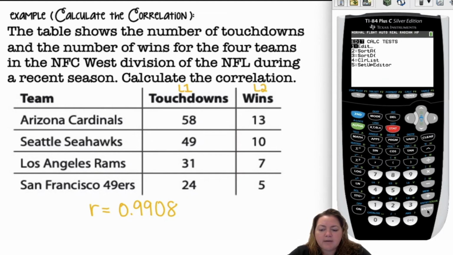Then we're going to go to Stat, Edit, and put our x values into list 1, number of touchdowns, and our y values into list 2, number of wins. Once we have the data in our lists, we go to Stat, over to Calc, and pick option 8, linear regression a plus bx. My x list is list 1, my y list is list 2. I don't need to worry about the rest of this, and I'm going to go down to Calculate. And r, my correlation coefficient, is 0.99078, which I rounded to 0.9908.